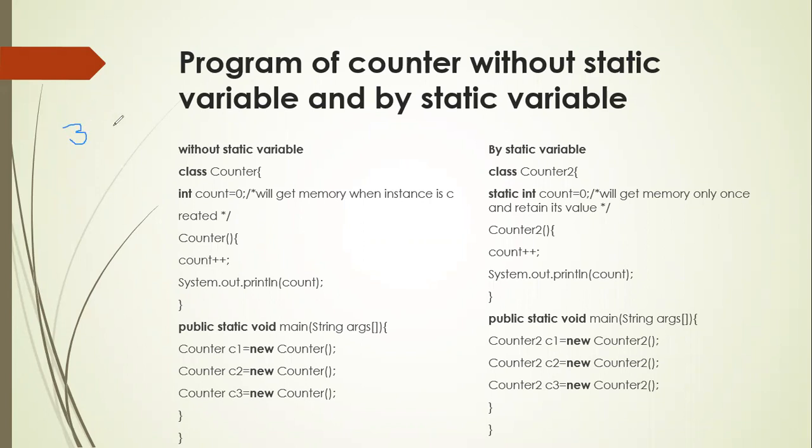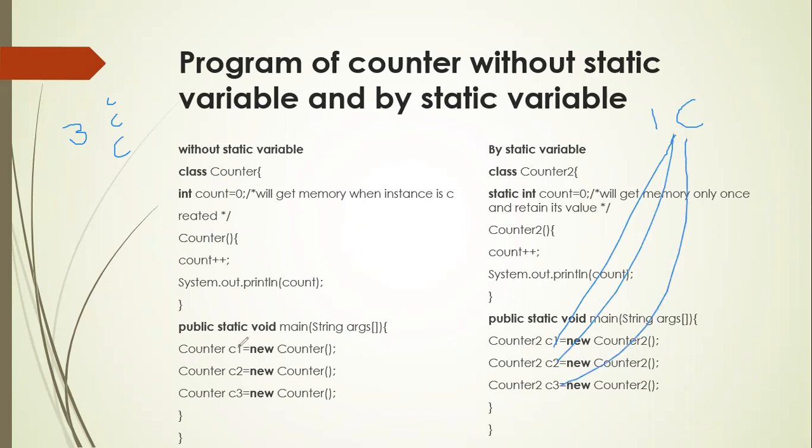This count variable will be declared three times, once for every object: for C1 one time, for C2 another time, for C3 another time. If you use a static variable, I have declared this count as a static variable instead of a regular instance variable. So what happens if I make it static? This counter variable will be created only once. It will be shared by C1, by C2, and by C3.